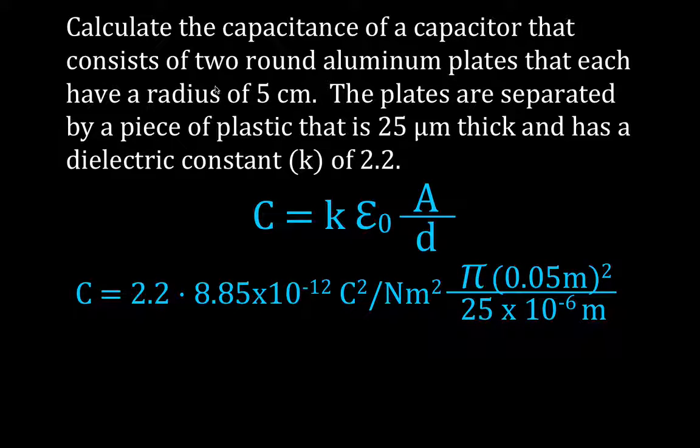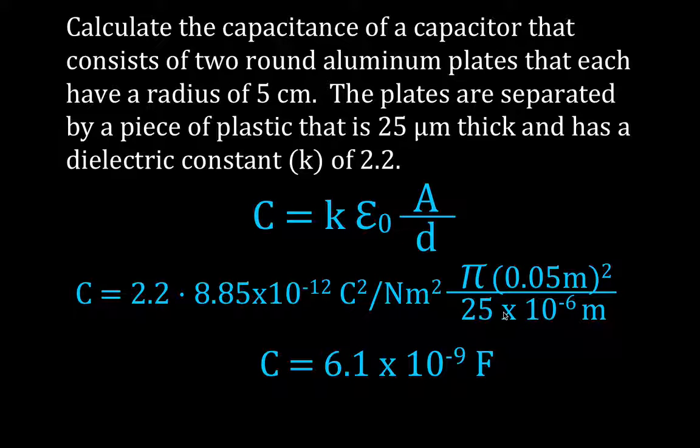The area is, because they're round plates, pi r squared. This is the radius, 5 centimeters is 0.050 meters. Everything has to be in meters squared. Divided by the distance, this is 25 micro, which is 10 to the minus 6, so I wrote 25 micrometers. Everything has to be in meters, so the units cancel properly with our constant of proportionality. And if you multiply this times this divided by this, you get that the capacitance of this capacitor is 6.1 times 10 to the minus 9 farads.